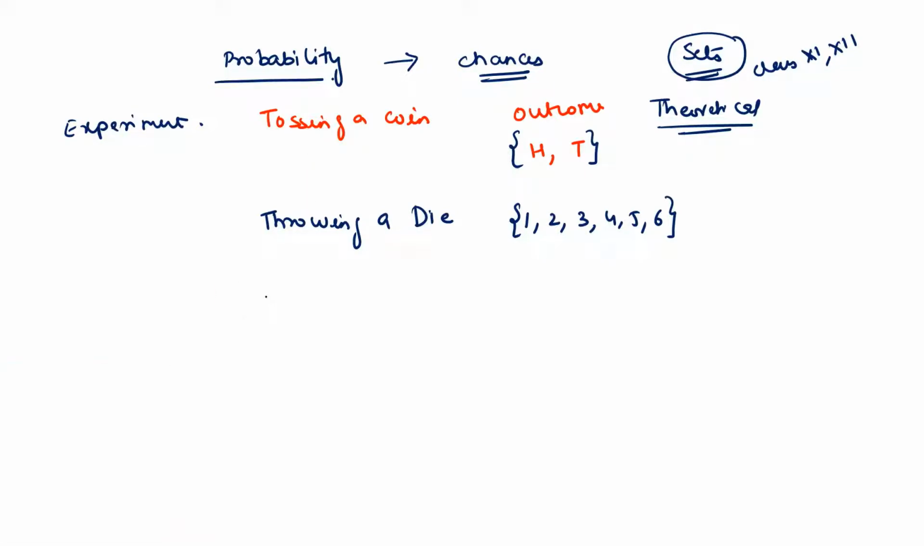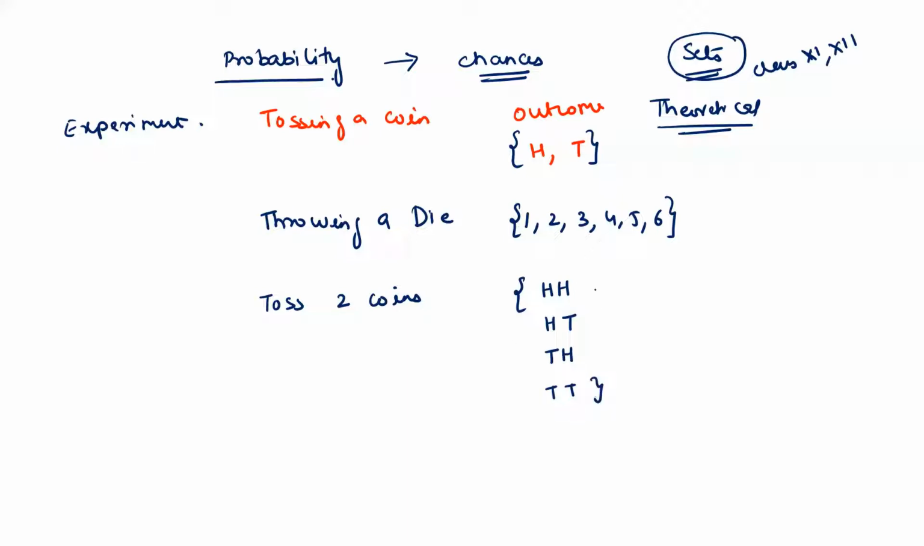What if I toss 2 coins? 2 times head, 2 times tail. I will write the outcome as: I might get head, head, or I might get head, tail, or I can get tail, head, or I can get tail, tail.